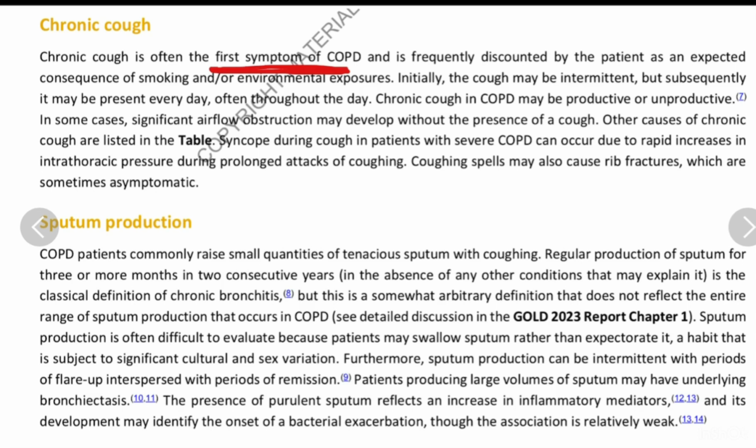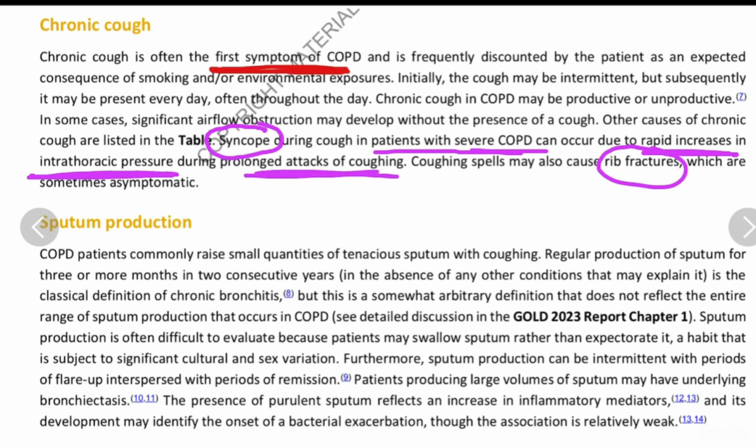Very, very important. He is discussing two factors. First is syncope and second is rib fracture. Syncope during cough in patients with severe COPD can occur due to rapid increase in intrathoracic pressure during a prolonged attack of coughing. If the patient is constantly coughing, it can lead to increased intrathoracic pressure, which will lead to decreased blood flow to the brain and cause syncope. Coughing spells may also cause rib fractures, which are sometimes asymptomatic. So coughing can cause rib fracture and syncope in patients with COPD.